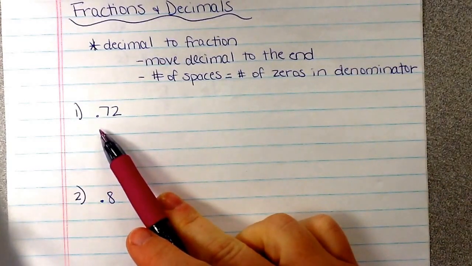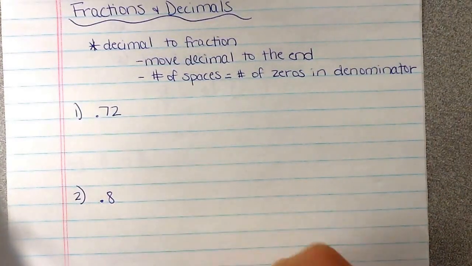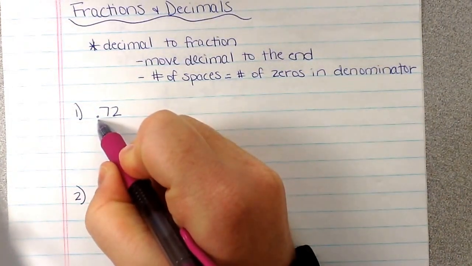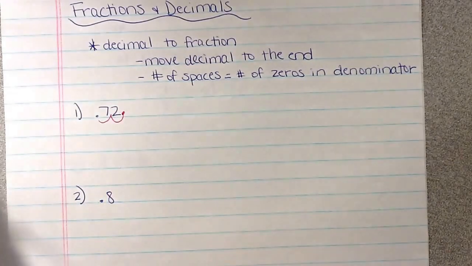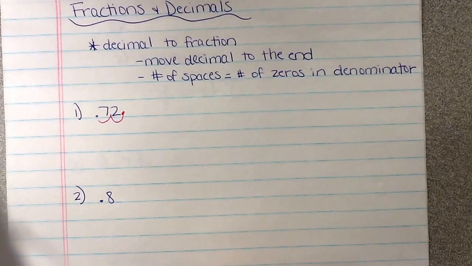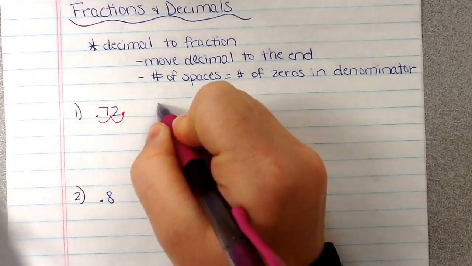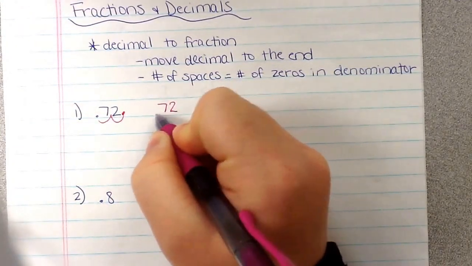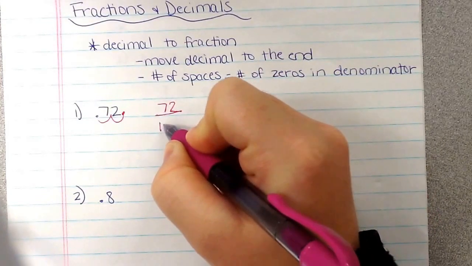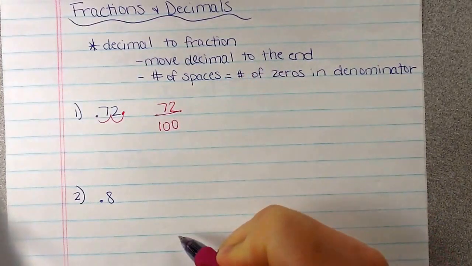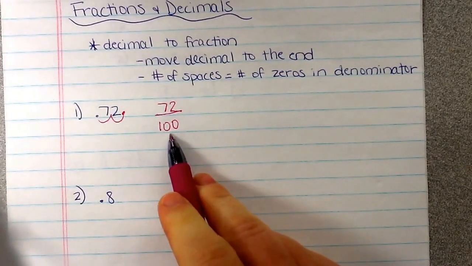So, if I do that with number 1, 0.72, find the decimal and move it to the end. It's now at the end. How many spaces did I move it? Twice. So I have 72 on top. And how many zeros will I have in the bottom? 2. So I will have 100. I put a 1 and then 2 zeros.